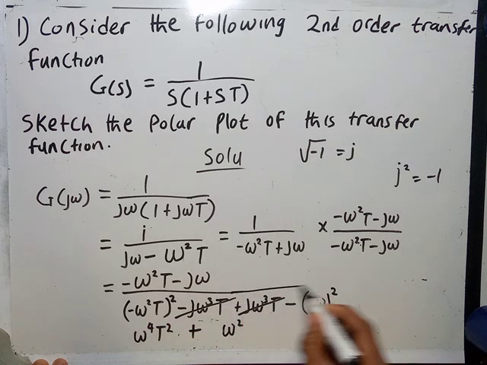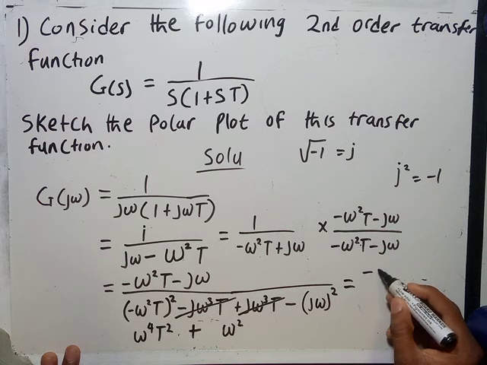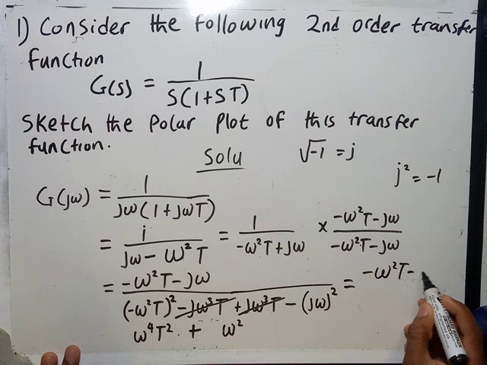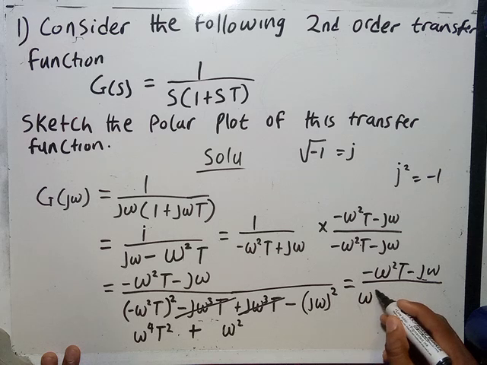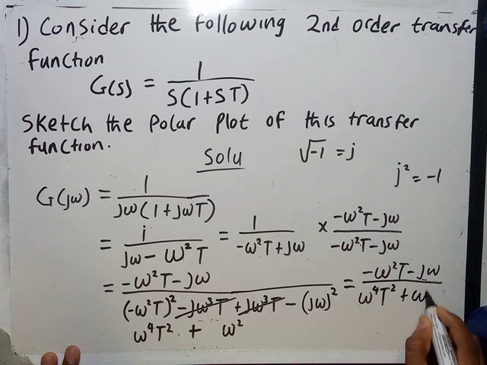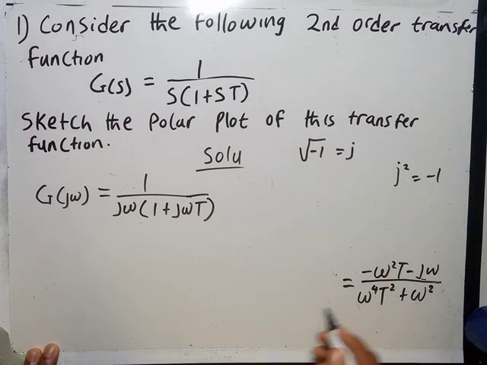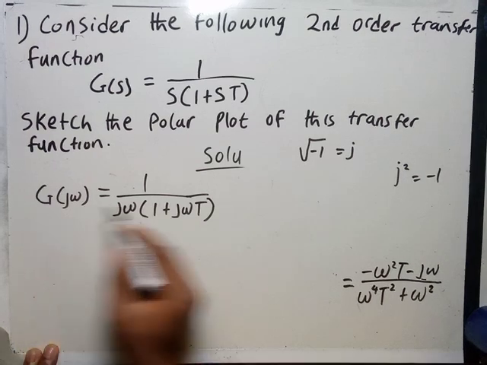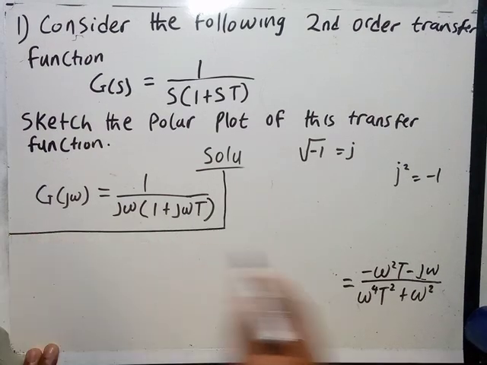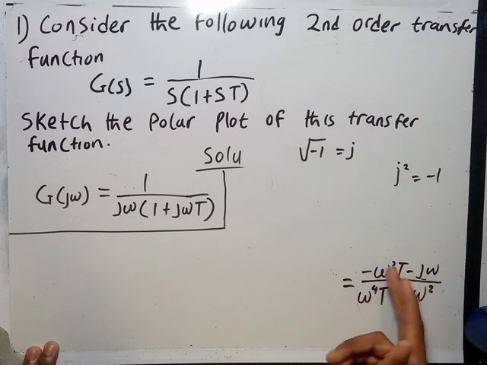So when we equate your final answer, you'll be having something like minus ωt minus jω over ω⁴t² plus ω squared. Now continuing from here, this is our question. Let us leave this behind first. So continuing from here, we can see that ω is in each of them.